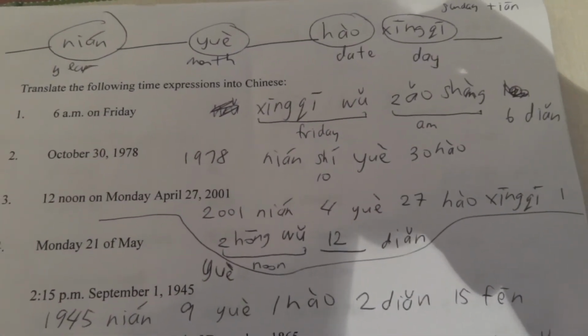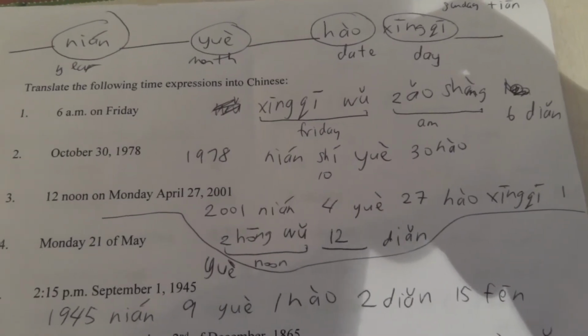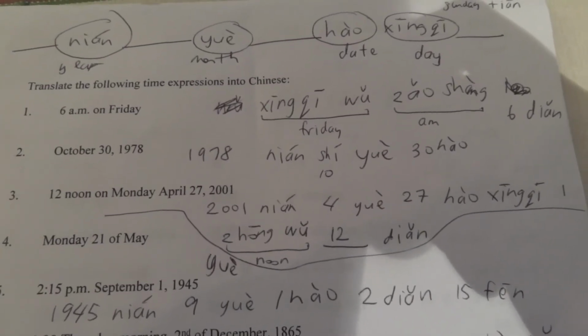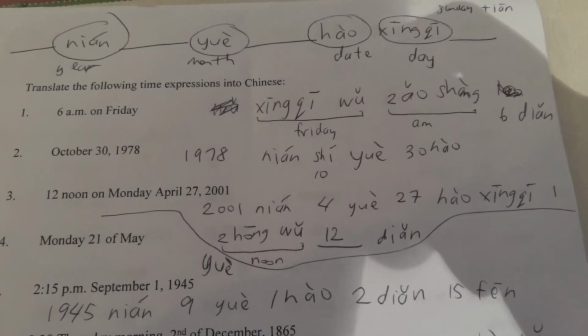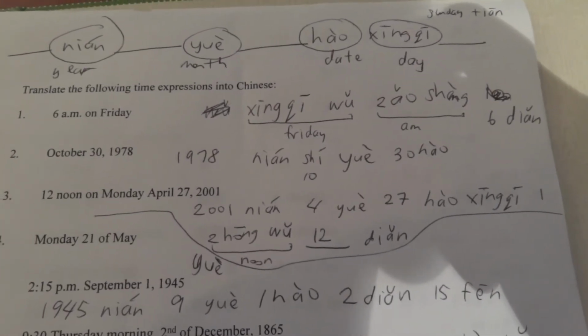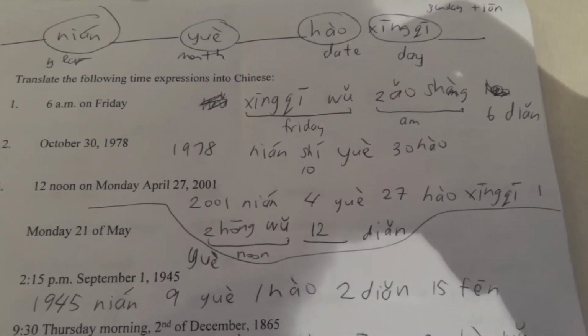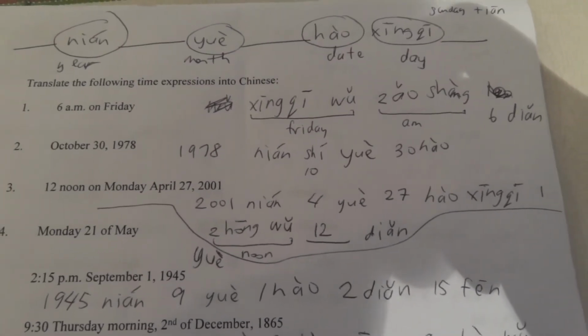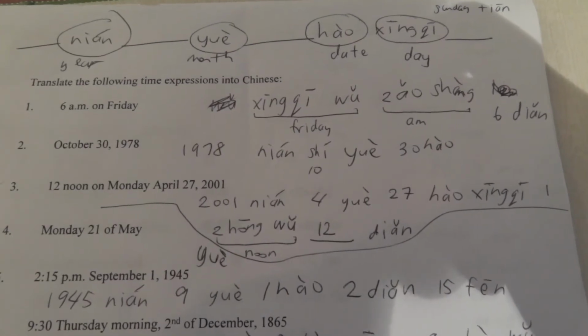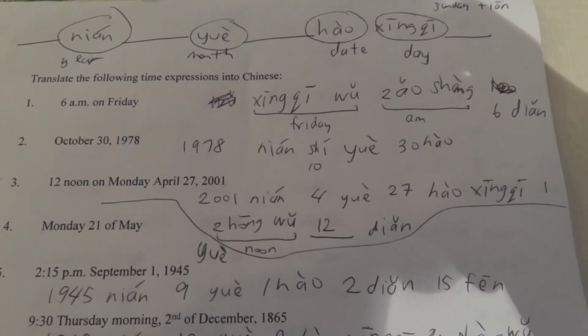So if you wanted to say 6 a.m. on Friday, you can say 星期五. That's Friday. AM is 早上. And 6 a.m., 6点.